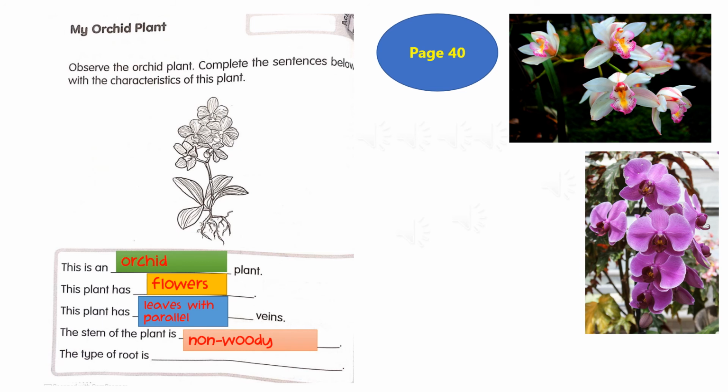Last sentence, the type of root is, okay, kita lihat jenis akarnya. Okay, if the root has no taproot, has no one main root in it, tidak ada satu batang yang utama tumbuh macam tunjang pada akar tu, jadi ia akan dimasukkan ke dalam kategori yang satu lagi, which is fibrous root. Okay, so if we look at the root of the orchid plant, it has no main root there, no taproot. So if there is no taproot, it is characterized in the fibrous root type.